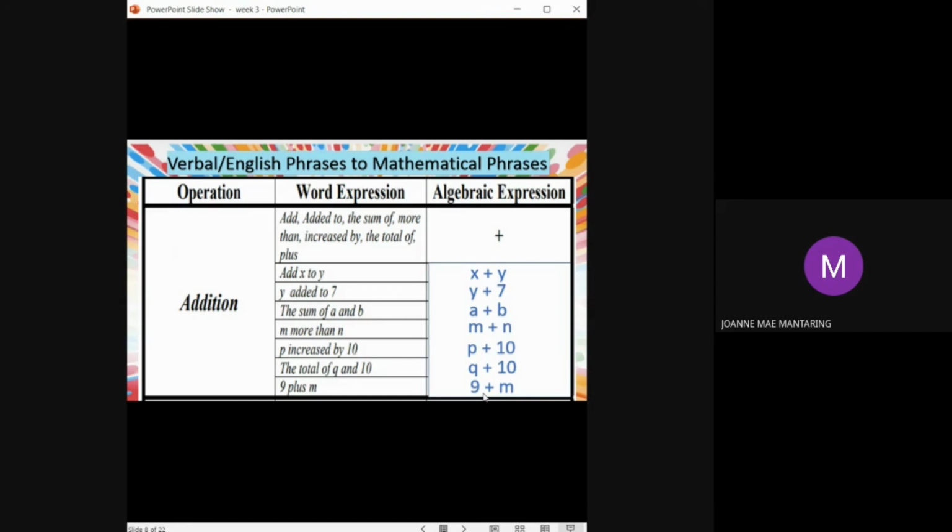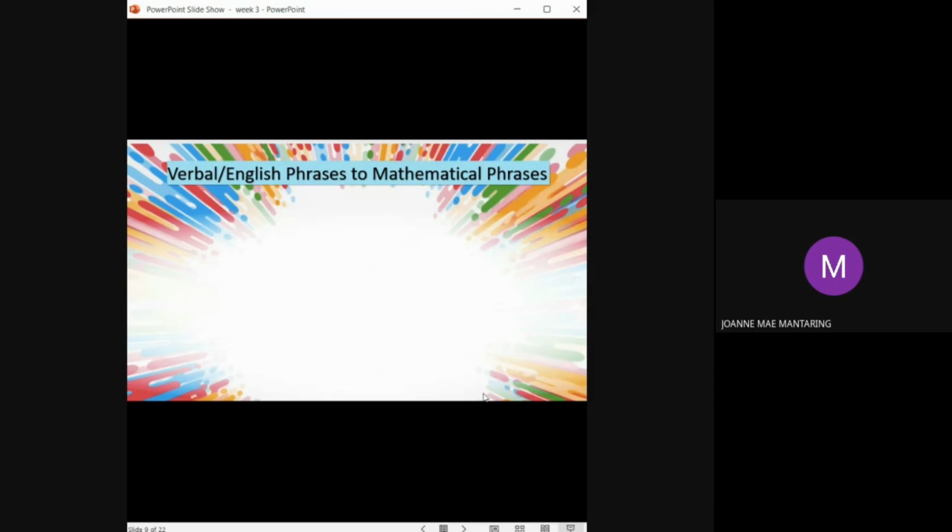So madali lang siya. All you have to do nga, sabi ko kanina, you have to be familiar with the keywords.